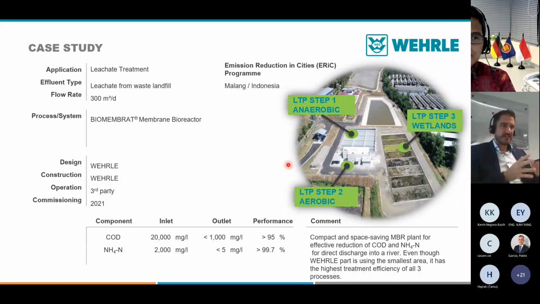The interesting thing here is that in the tender, it was stated that there must be an anaerobic pond followed by our biomembrane, followed by a wetland. The WEHRLE biomembrane you can see here, and you see here the anaerobic pond, and here the wetland. And the interesting fact is that our plant consumes very little space, but it handles 75% of the pollution completely. That shows how compact WEHRLE builds those plants.